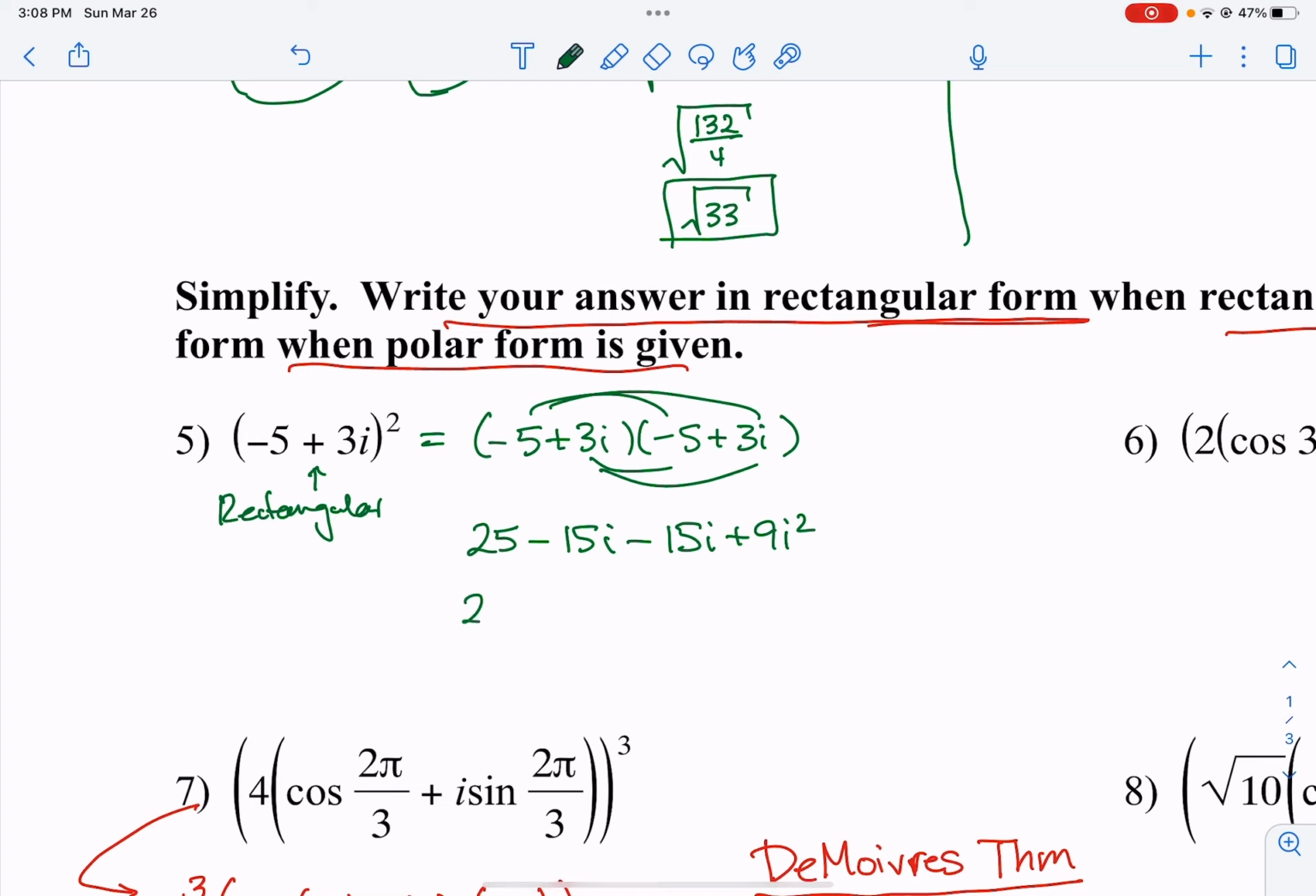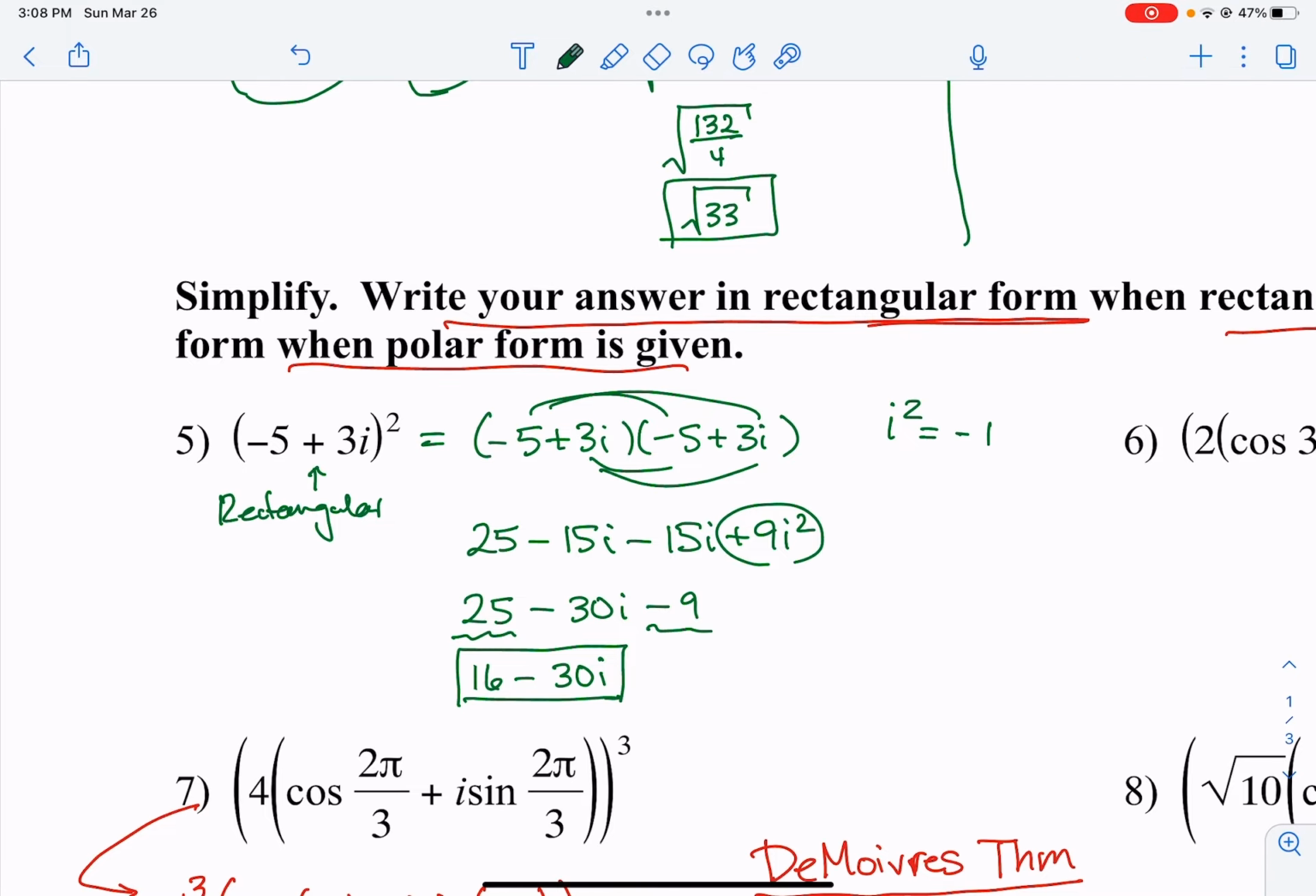All right, so this is 25 minus 30i. And what does this turn into? It turns into minus 9, right? Because i squared is equal to -1. That's the most important part about i, is that when you square it, it equals a negative number. So 25 minus 9 are the only two that we can put together here. Right? Those are real components. So we end up with a final answer of 16 minus 30i. And that is rectangular form, and that's our final answer.